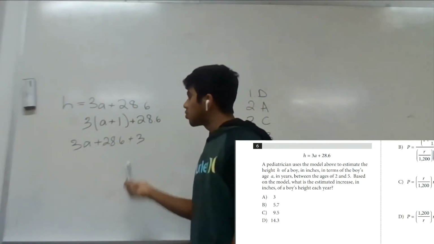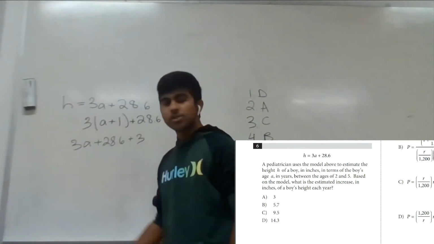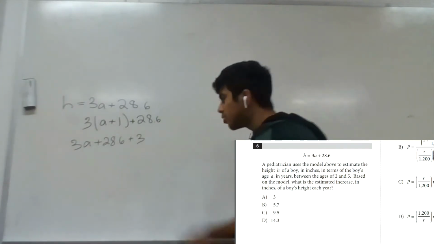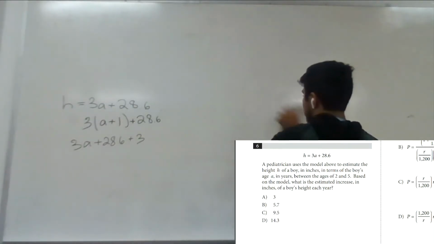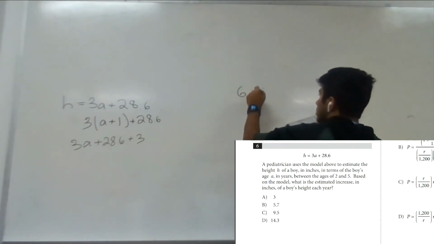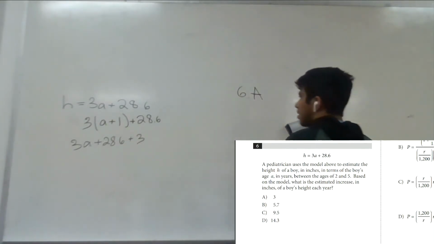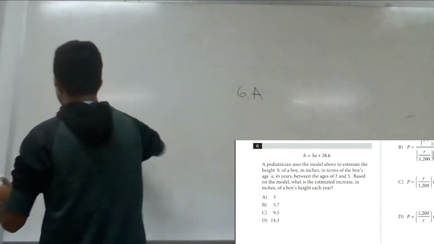You didn't have to do this, but this is what we did. This is just a short proof of why this works, and our answer is just this coefficient right here. It is 3, or choice A. So let's erase this. And question number 6, the answer is A. And we can move on to question number 7.